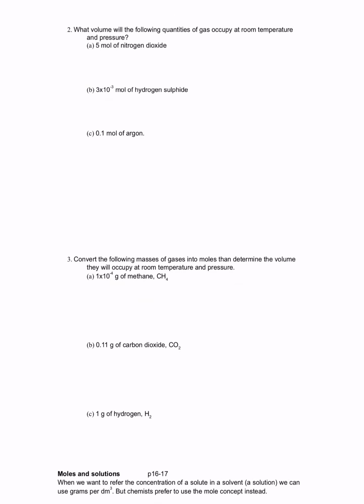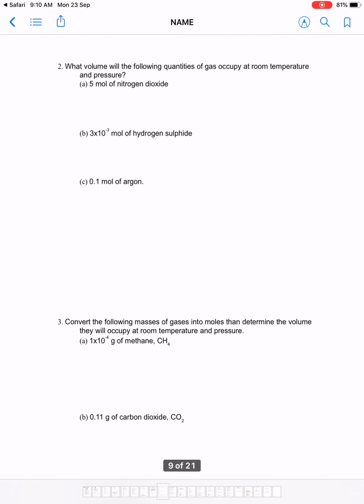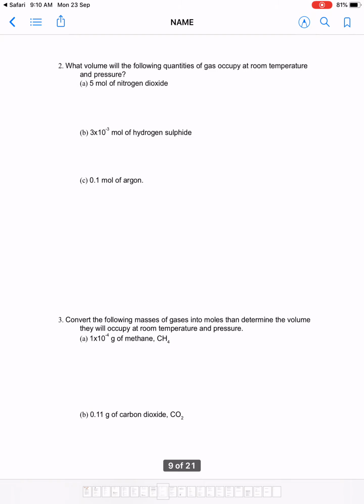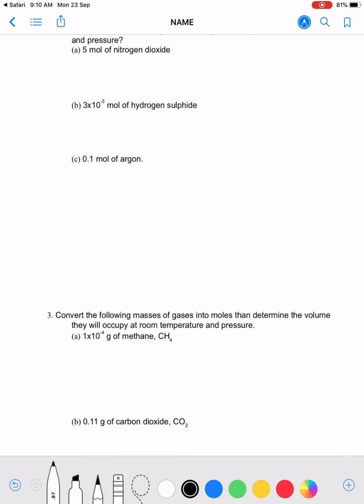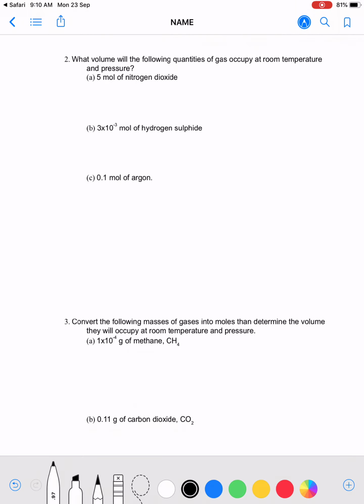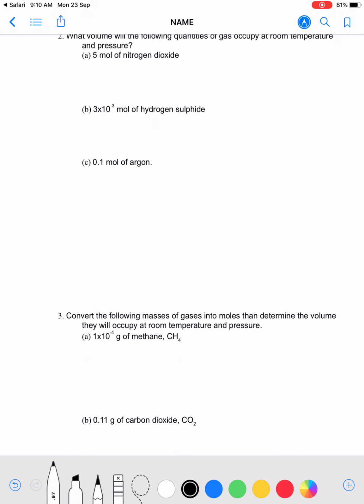Okay, another type of problem. What volume will the following quantities of gas occupy at room temperature and pressure? It says room temperature and pressure just to keep us happy. That's all good. So what's the volume? Well, if 1 mole has a volume of 24 dm cubed, then 5 moles must have 5 times 24, which I make 120 dm cubed of NO2, which is nitrogen dioxide.